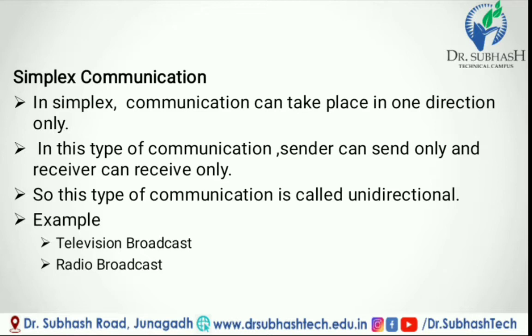First is simplex communication. In simplex communication, communication can take place in one direction only. The circuit is either a send-only or receive-only device. There is no mechanism for information to be transmitted back to the sender. Communication is unidirectional. TV broadcasting is an example. Another example of simplex mode is communication between a computer and a keyboard. A television broadcast is also an example of simplex transmission.